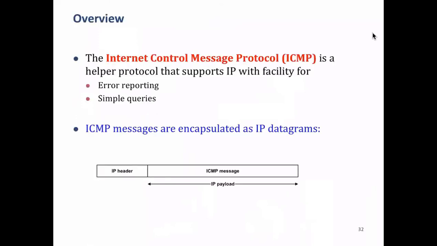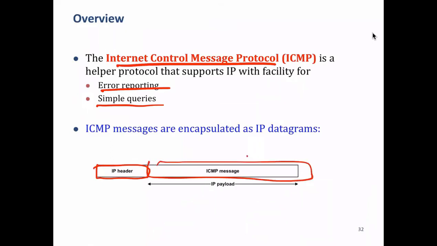Then we know that the ICMP layer sits above the IP layer. Although it's called a layer 3 protocol, it uses IP. ICMP is used for error reporting and simple queries. You can ping, you can find out the timestamp, and so on and so forth. And it goes inside the IP packet. So we have the IP header, and this is where the ICMP message will sit.